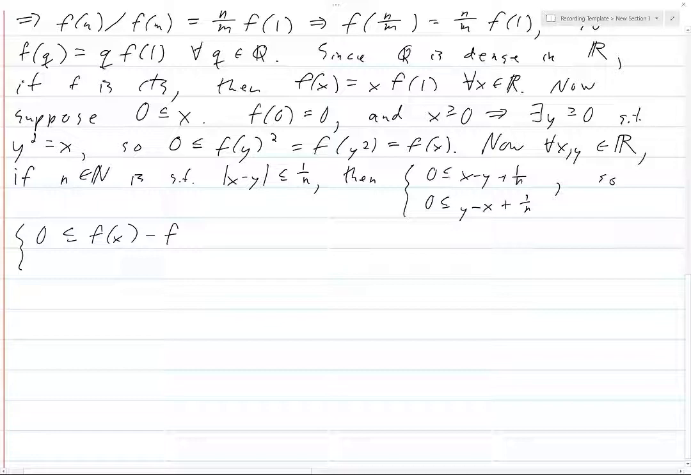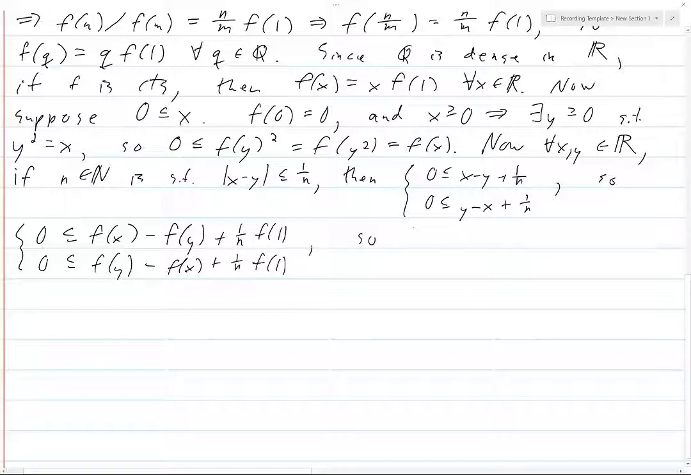So if 0 is less than or equal to this thing, then 0 is less than or equal to f of this thing. And because it's a homomorphism, we can move the f's inside. 0 ≤ f(y) − f(x) + (1/n) f(1). So |f(x) − f(y)| ≤ (1/n) f(1). And so basically you can do, and thus f is continuous.